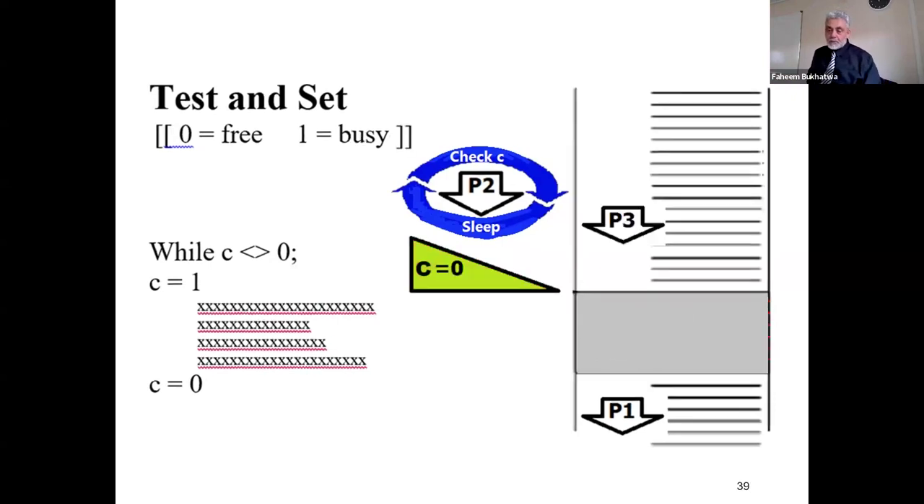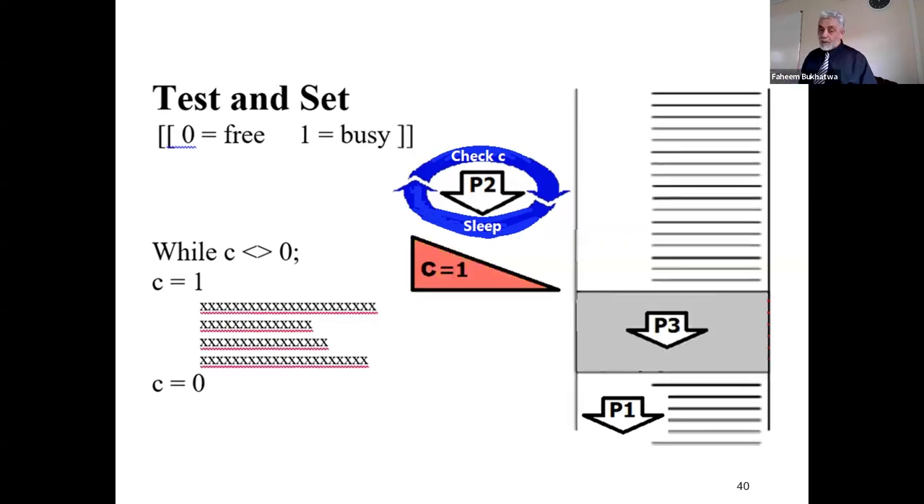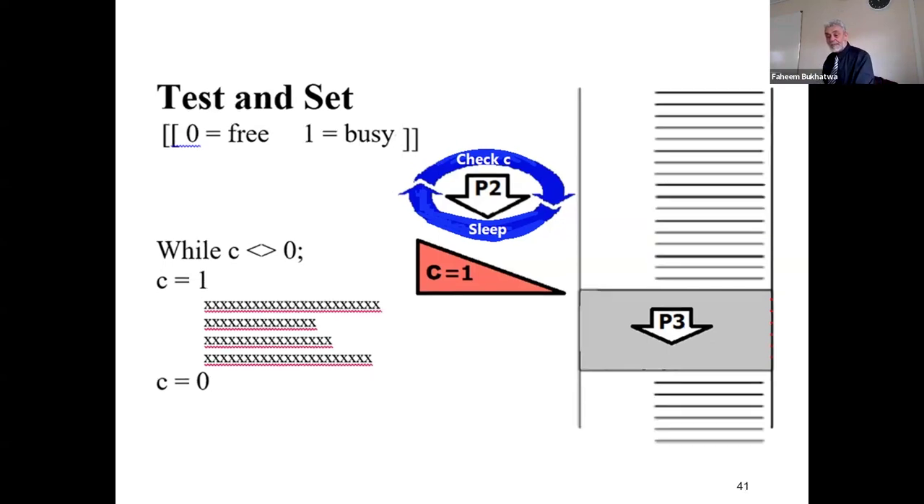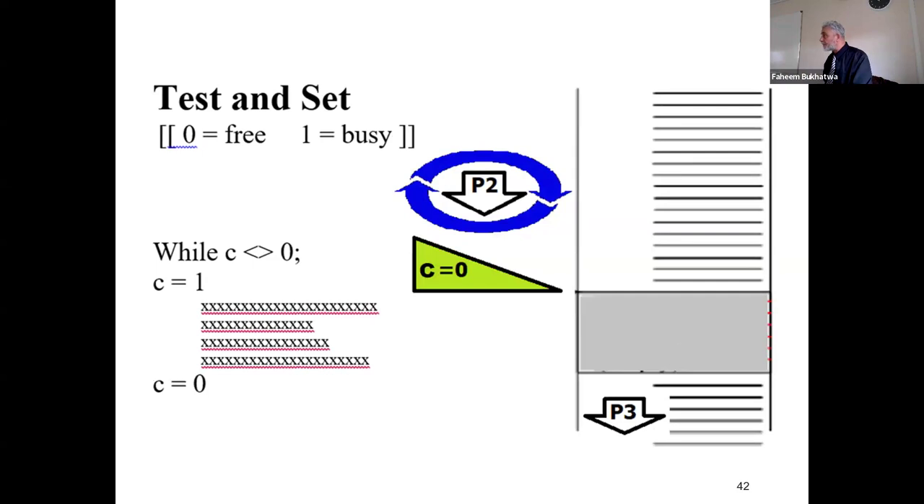Now, process 1 left, process 3 approaching. It shouldn't get in there, but the timing is perfect. It sees the flag is green. It tests it. It's free. Set it to 1 and go in. So now process 2 missed its turn. After a while, process 3 left.